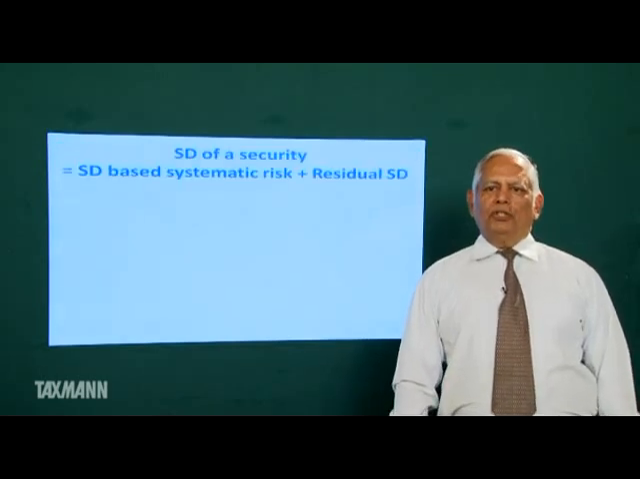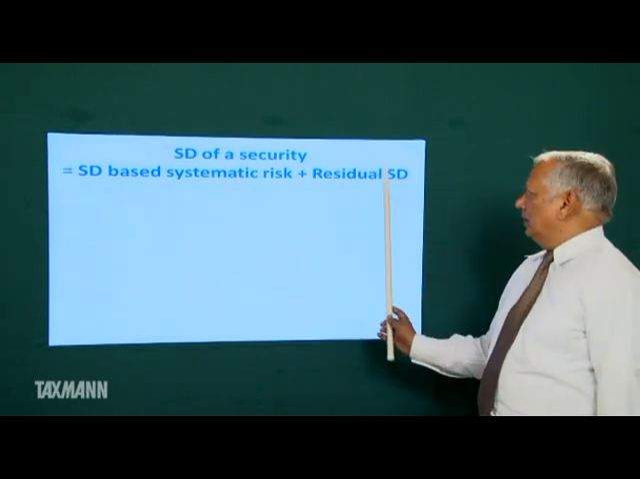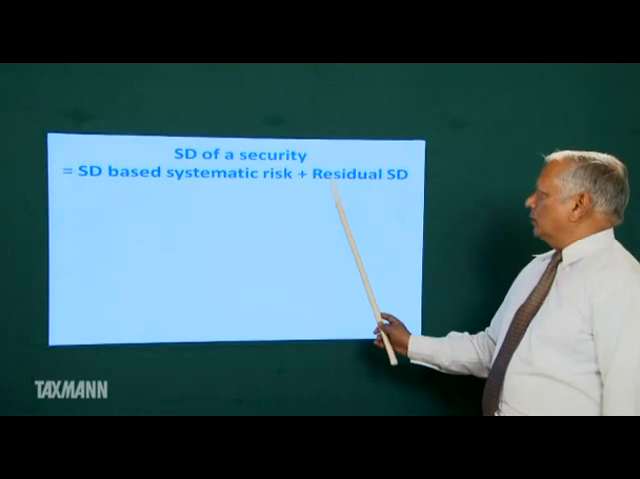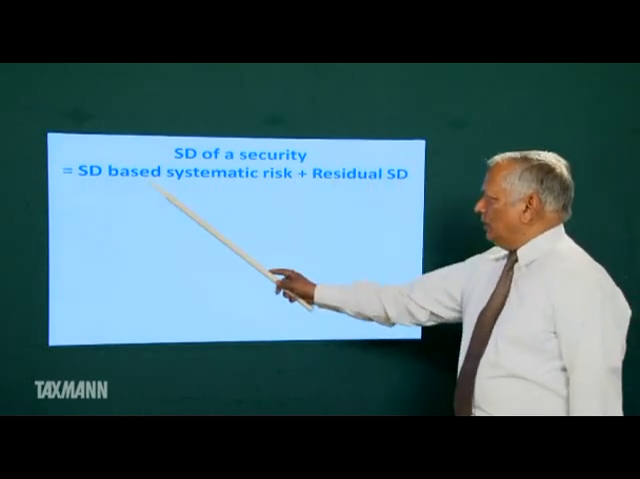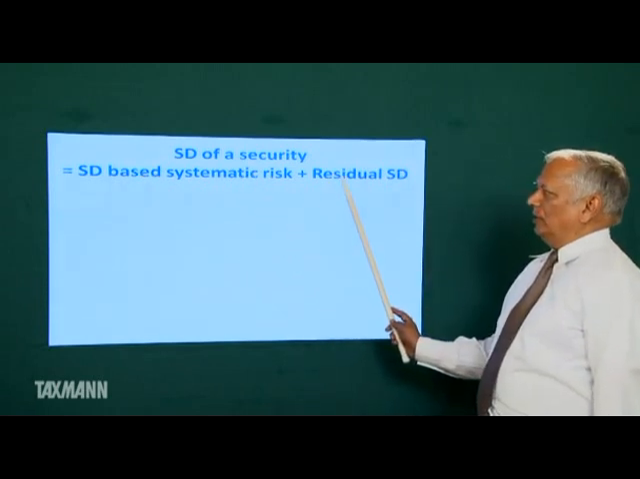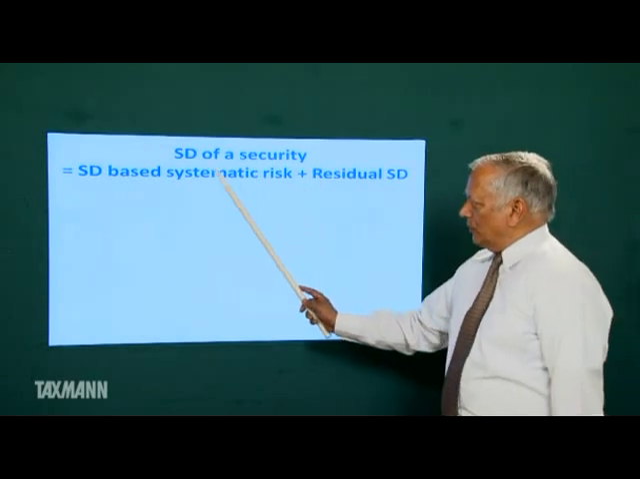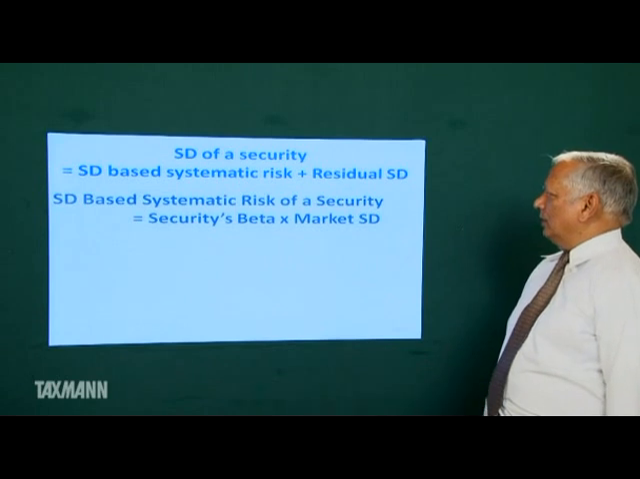Standard deviation of security is equal to systematic standard deviation plus residual standard deviation. It can also be referred to as unsystematic standard deviation. Standard deviation based systematic risk plus standard deviation based unsystematic risk.